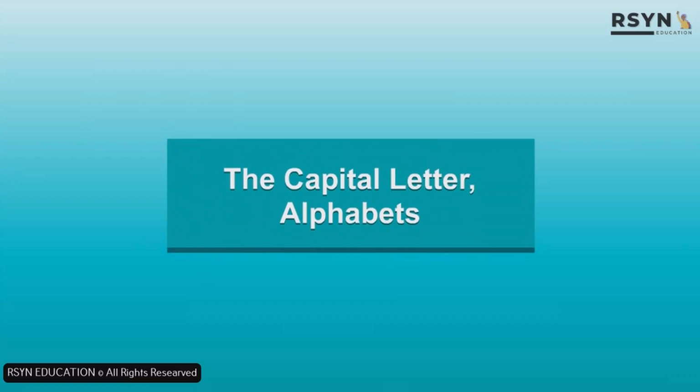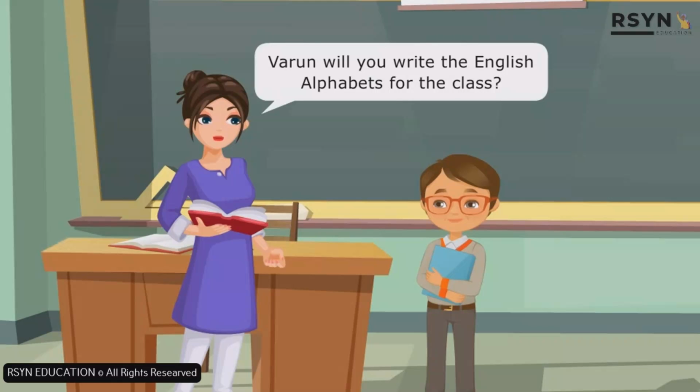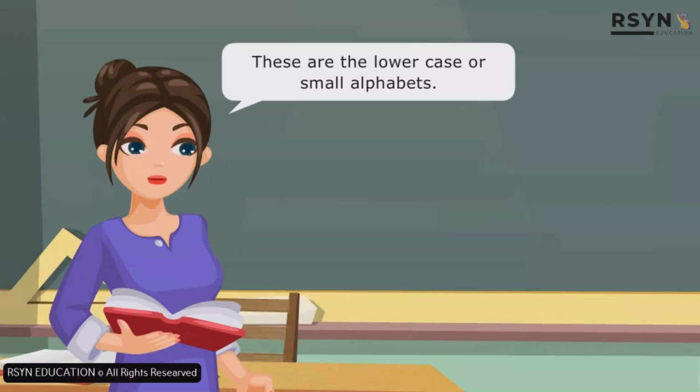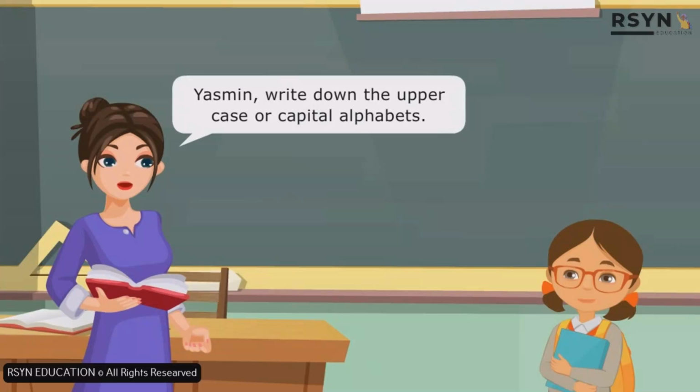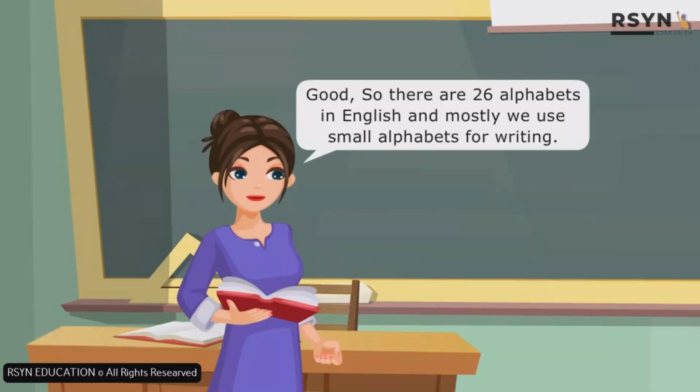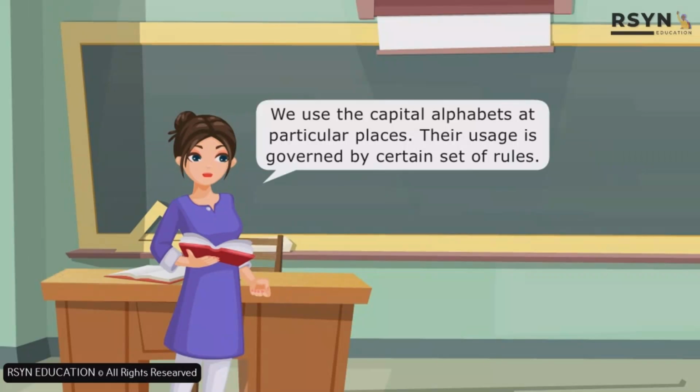The capital letter alphabets. Varun, will you write the English alphabets for the class? A. These are the lowercase or small alphabets. Yasmin, write down the uppercase or capital alphabets. A, B, C, D, W, X, Y, Z. Good. So there are 26 alphabets in English, and mostly we use small alphabets for writing. We use the capital alphabets at particular places. Their usage is governed by a certain set of rules.